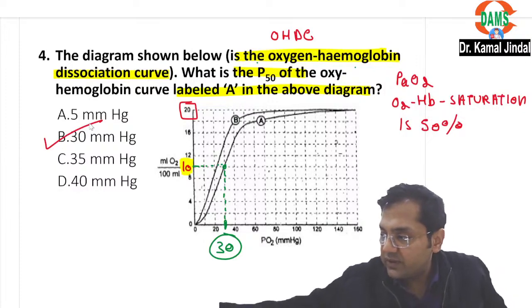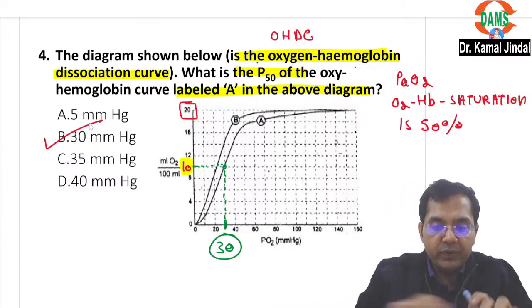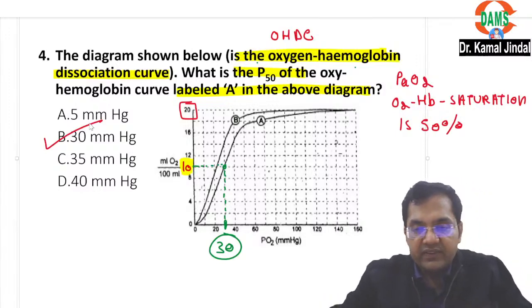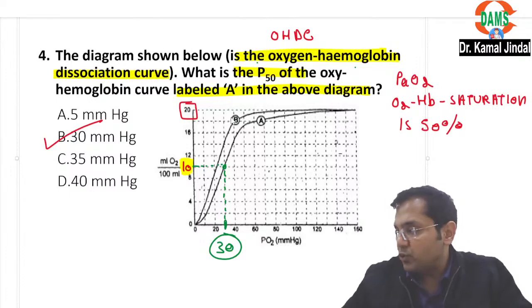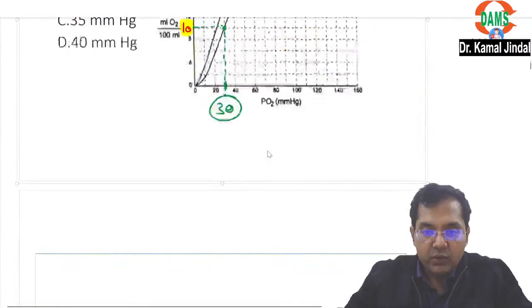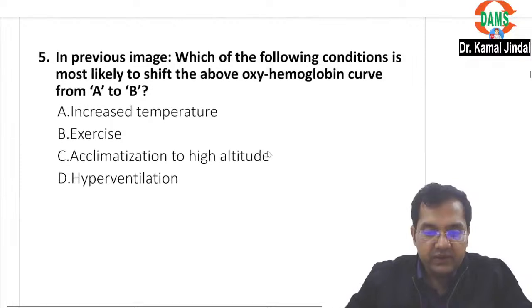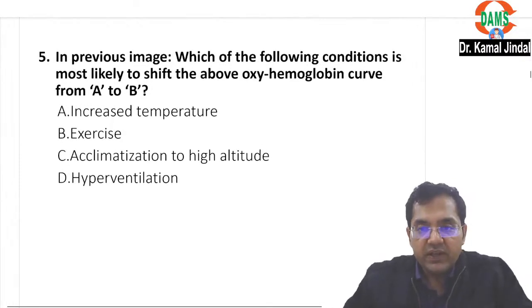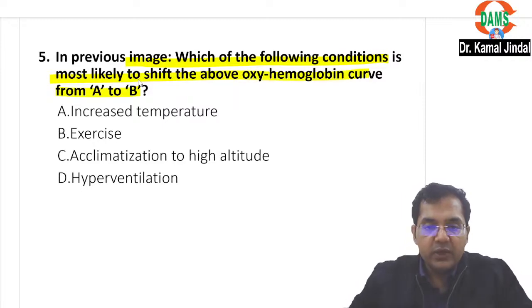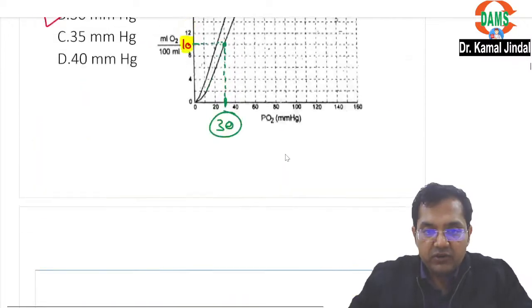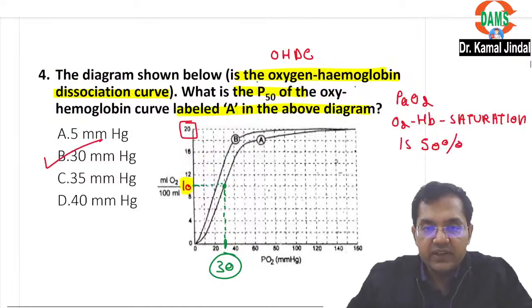Yes, very good evening. So then moving to question number 5. Now in the same figure I have asked you which of the following can cause the shift of the curve from A to B. So when I look here, just have a look now. Previous image, which of the following can shift the curve from A to B? Remember, A to B is a shift of which kind? Is it left or right? Naturally it is a left shift.